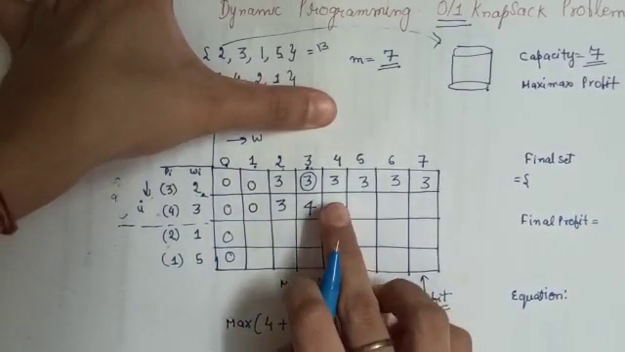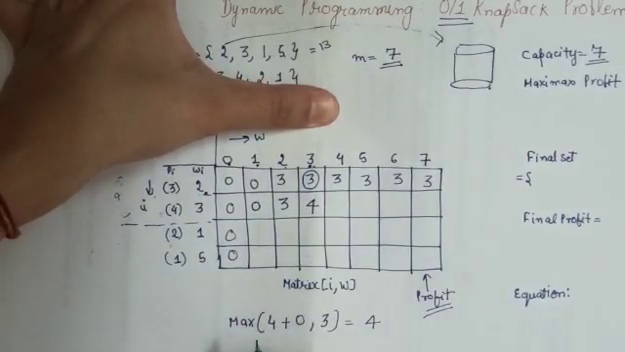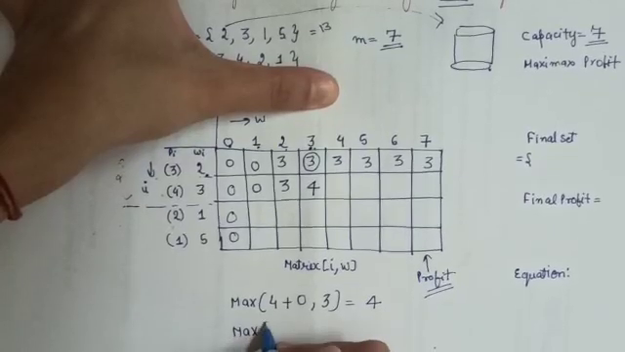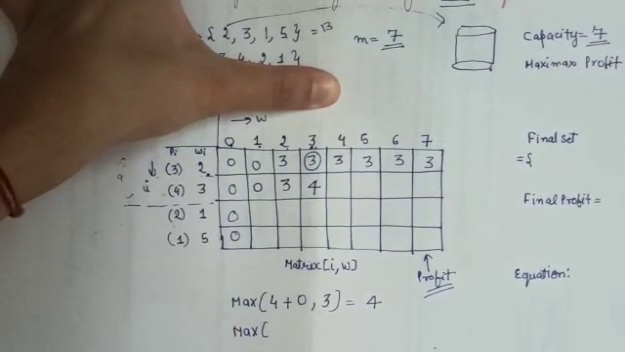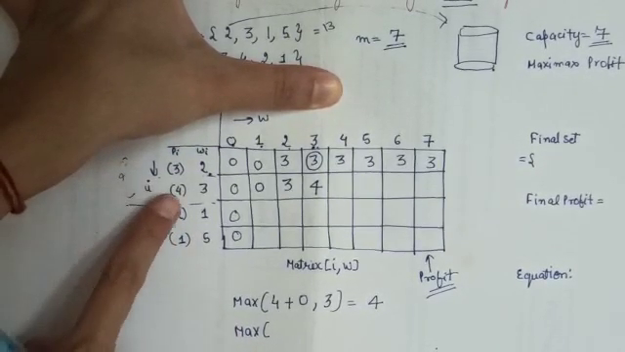Now, if the capacity of the bag is 4, again what will we do? Maximum. Say I will include this element. If I include this element, what is the profit?